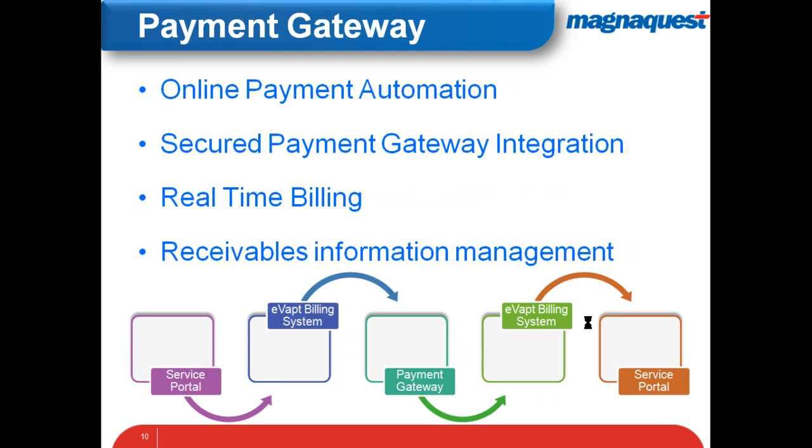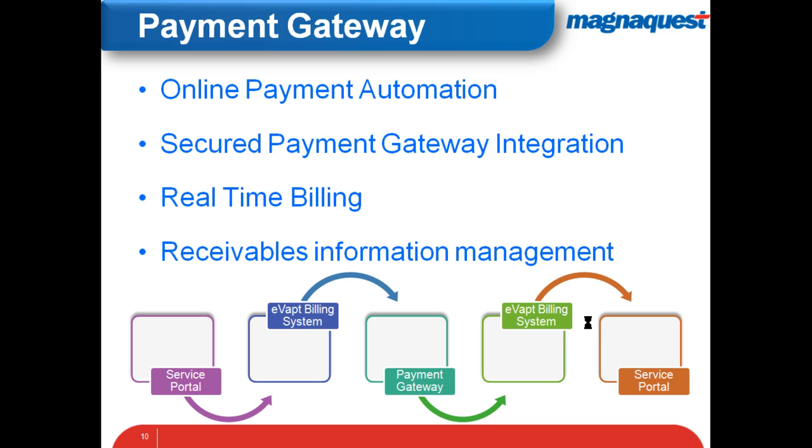The next important component of your ecosystem is a payment gateway, which will actually automate the online payment process. And by having a secure payment gateway in place, you are ensuring that the payments made by your customers are secure. So if you look at the diagram below, there is a service portal through which your customer signs up for a service. It is processed through the billing system, and your payment gateway processes the payment, and that information is communicated back to the service portal, so the customer knows if his transactions have been successful.